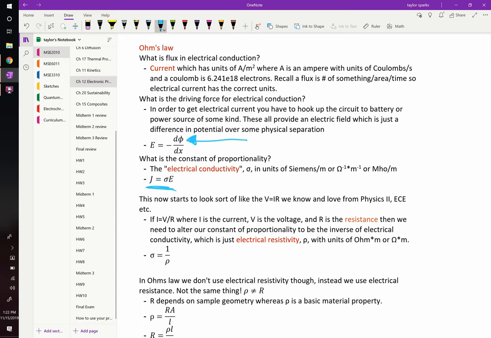Okay. So this just looks like Fick's first law, right? Ohm's law, we call this, is just Fick's first law, but instead of being applied to mass or heat, it's applied to electrical carriers. Right now, the simplest thing that can carry electricity is electrons. We're going to talk about those for now. We'll talk about other things later. Okay.